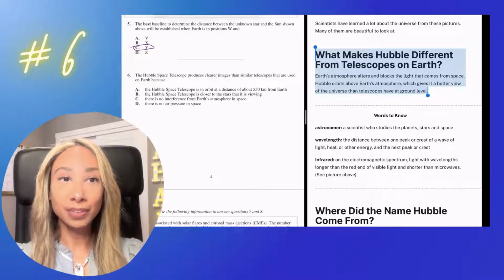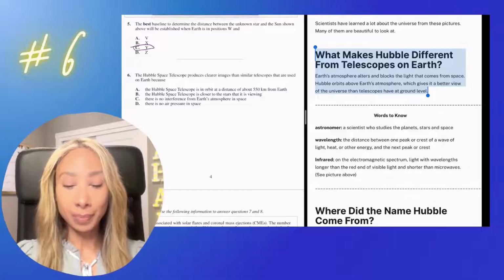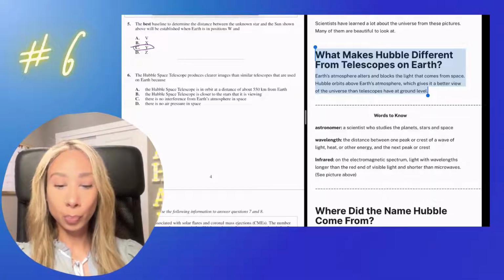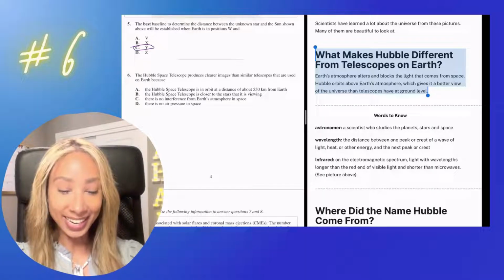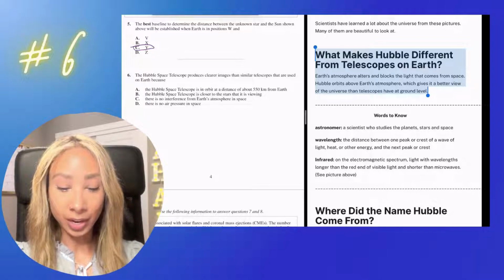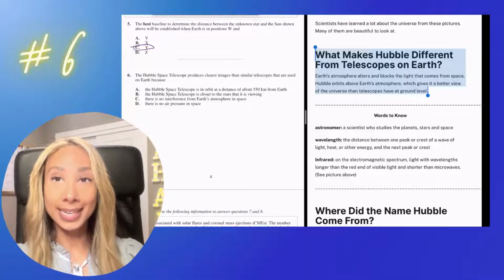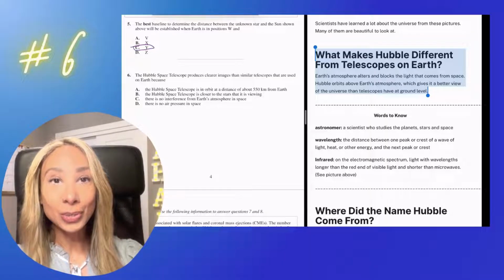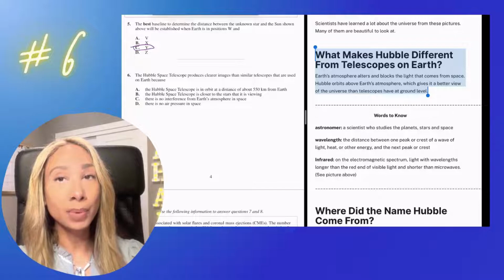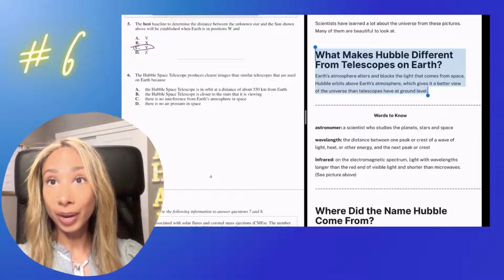But what we need to do is figure out, why do we actually use it? One of the things we can see right here in the portion that I've highlighted is that the Earth's atmosphere actually alters and blocks the light coming in. But with our Hubble telescope, since it is in orbit, the images it gets are going to be crystal clear because they're not blocked off by Earth's atmosphere.